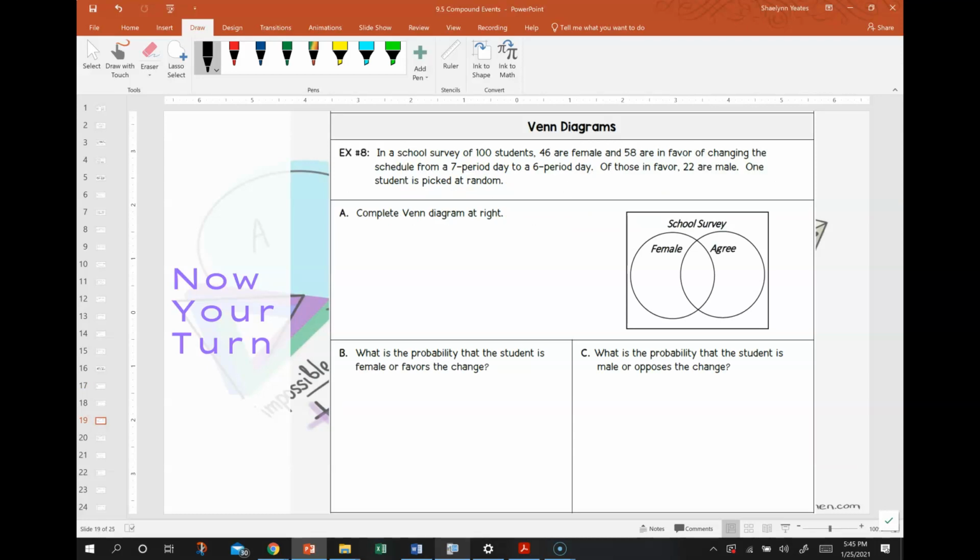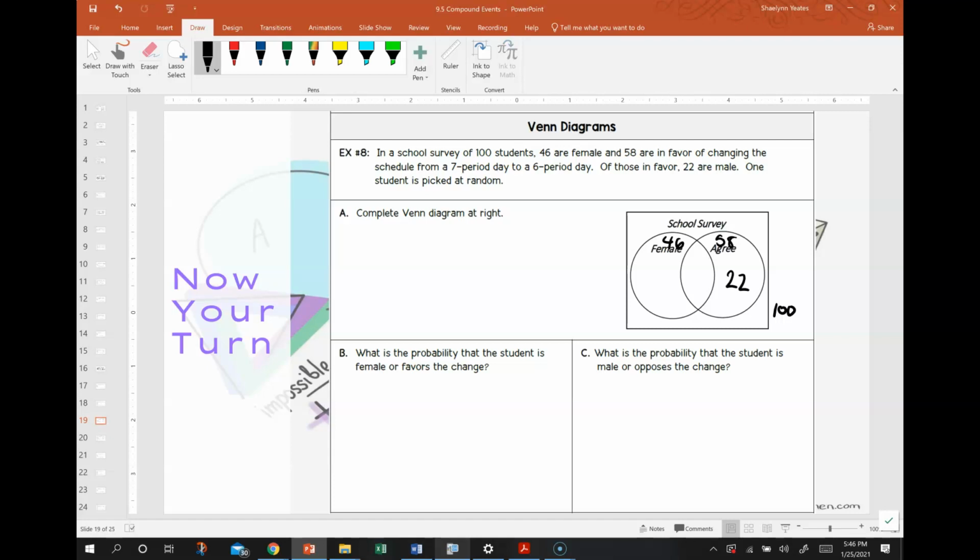So if the school population of students is 100, so I know there's 100 students in here. 46 are female, so I know this entire circle of female is 46. And 58% are in favor of agreeing, so this is 58%. On changing the schedule from 7 to 6. Of those in favor, 22 are male. So I know that those who agree that are not female, there are 22.